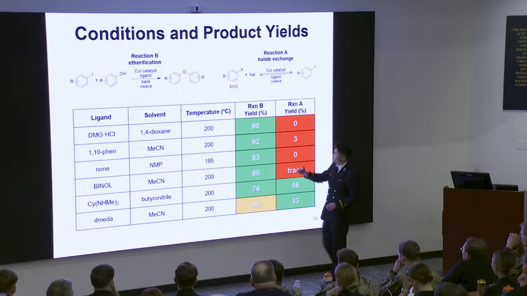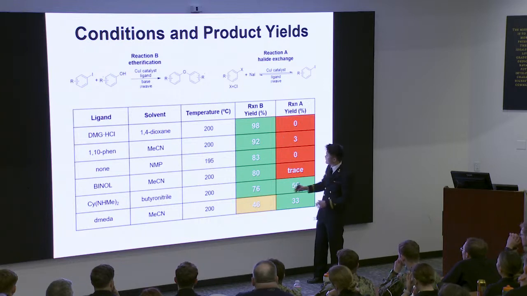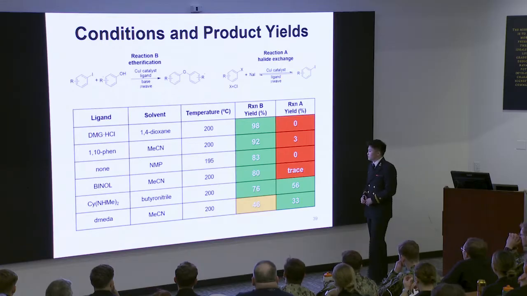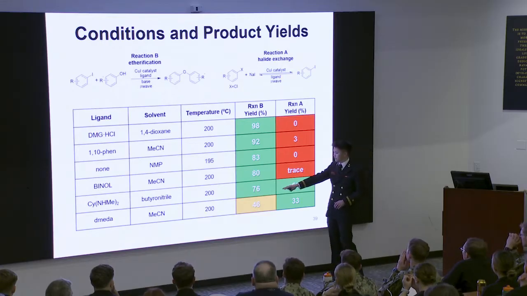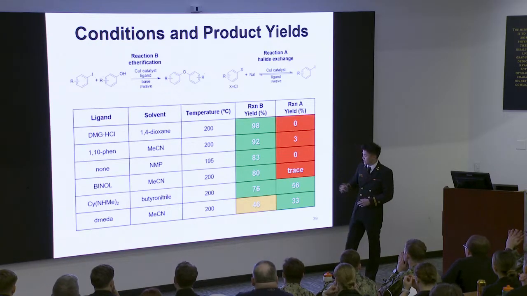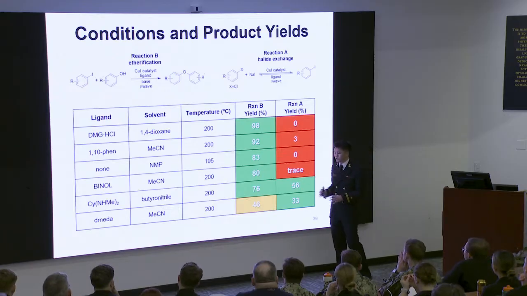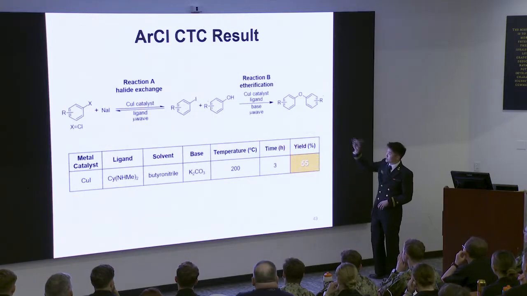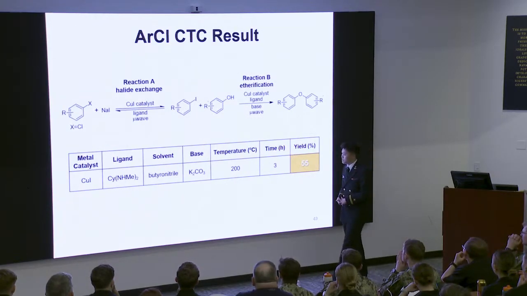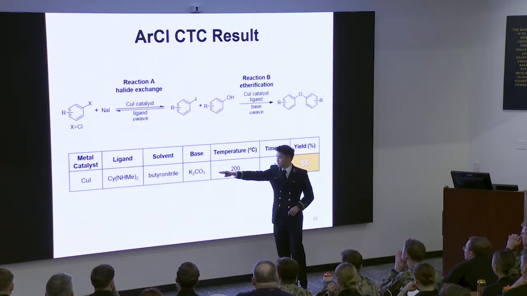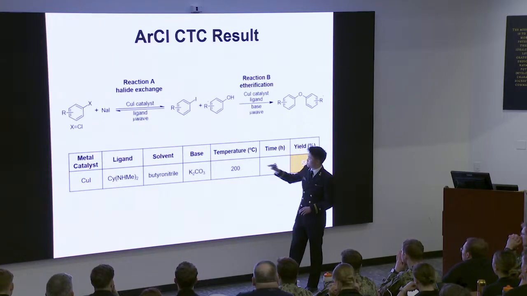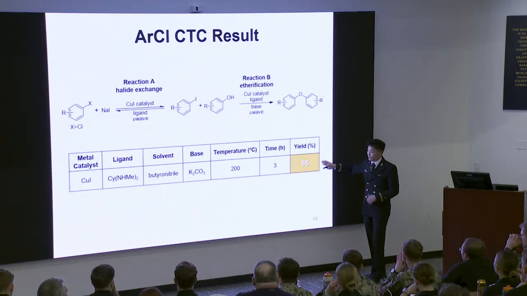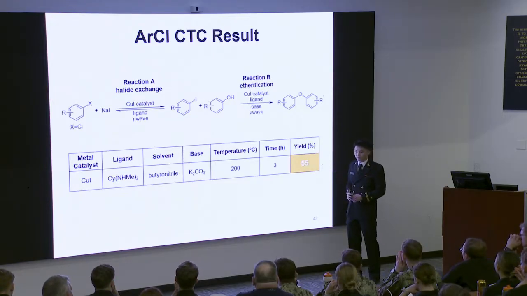As you can see, the conditions which produced high enough yields for reaction B did not produce high enough yields for reaction A. Out of all the combinations, we were able to identify one set of conditions which showed promise for both reaction B and reaction A. With this, we combined the two reactions to form our CTC investigation, where we used cyclohexane-diamine ligand and butyronitrile solvent at 200 degrees for 3 hours, and we were able to produce the best result so far to date with a percent yield of 55%.